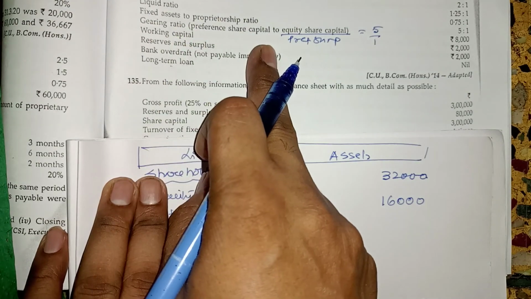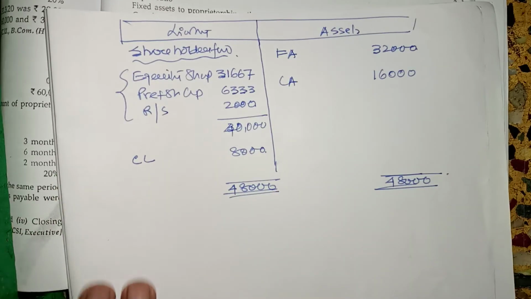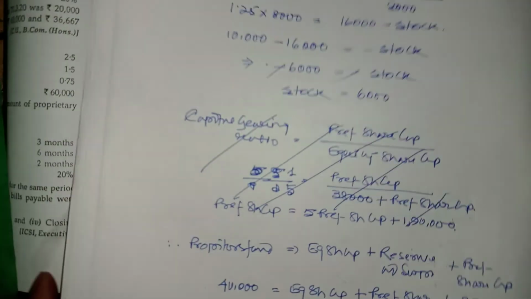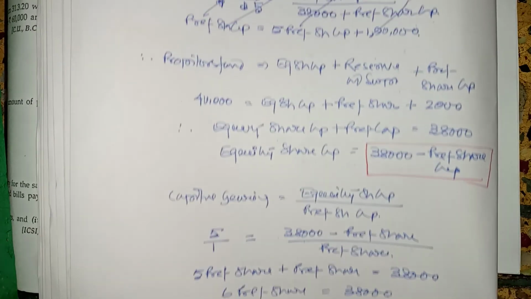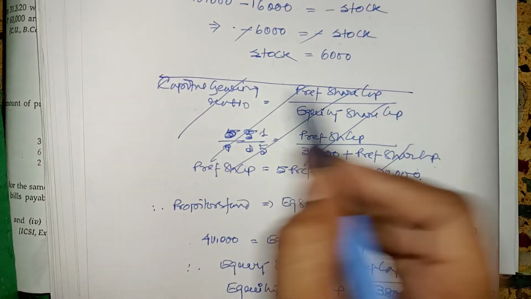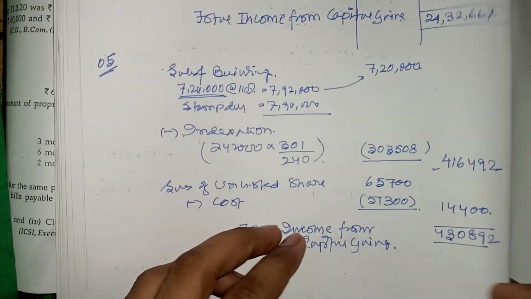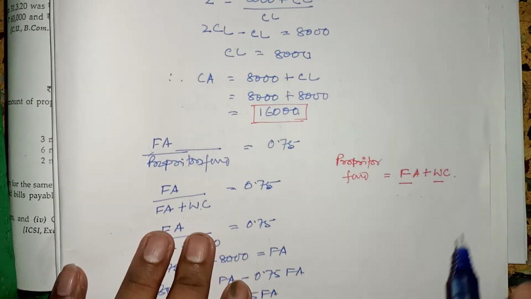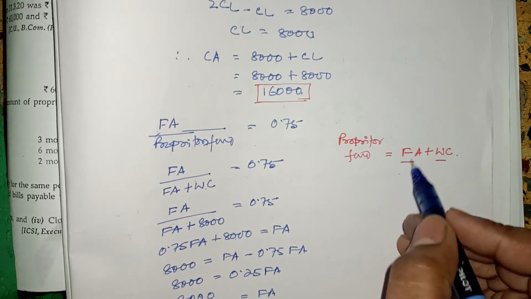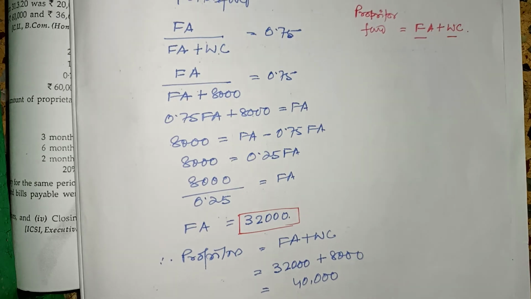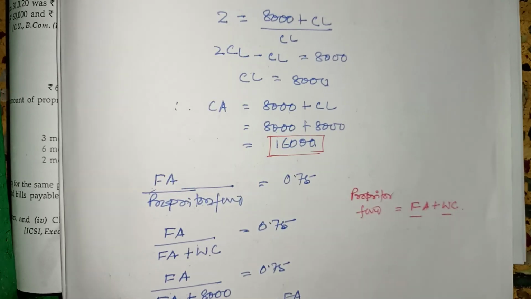In that particular sum, only the capital gearing ratio is wrong. Actually, the formula of the capital gearing ratio is equity share capital by preference share capital. So, hope student you will understand. Check these sums very carefully. Only that part became wrong. And again I tell you that this is the very useful formula, that the proprietors fund is equal to fixed assets plus working capital. From that we have to extract our fixed assets, proprietors fund, etc. Thank you so much.